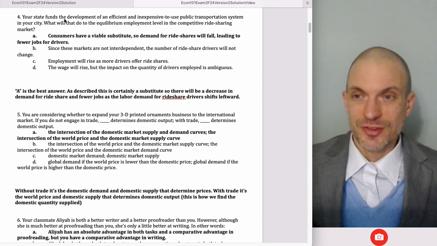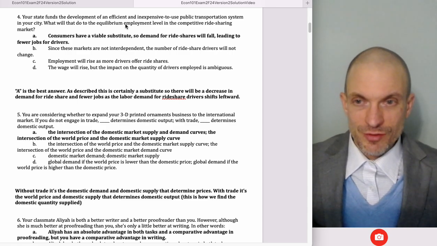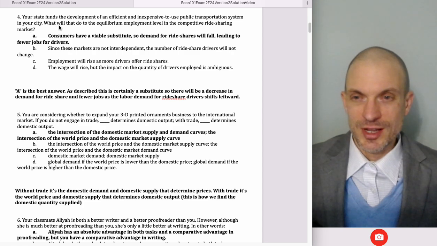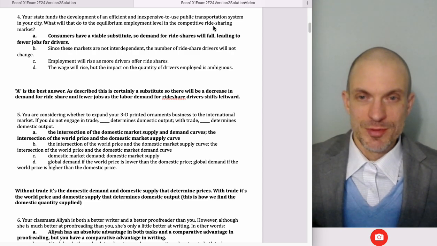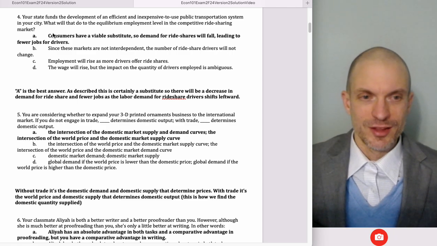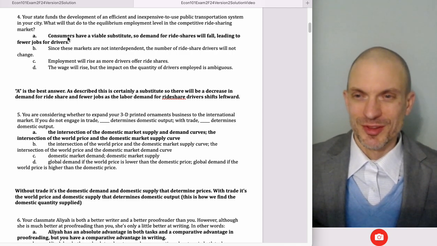All right, so your state funds the development of an efficient and inexpensive to use public transportation system in your city. What will that do to the equilibrium employment in the competitive ride sharing market? Well, this is going to be a viable substitute to ride sharing. So this is probably replacing short rides that people might otherwise fill with Uber or Lyft or taxi or something like that.